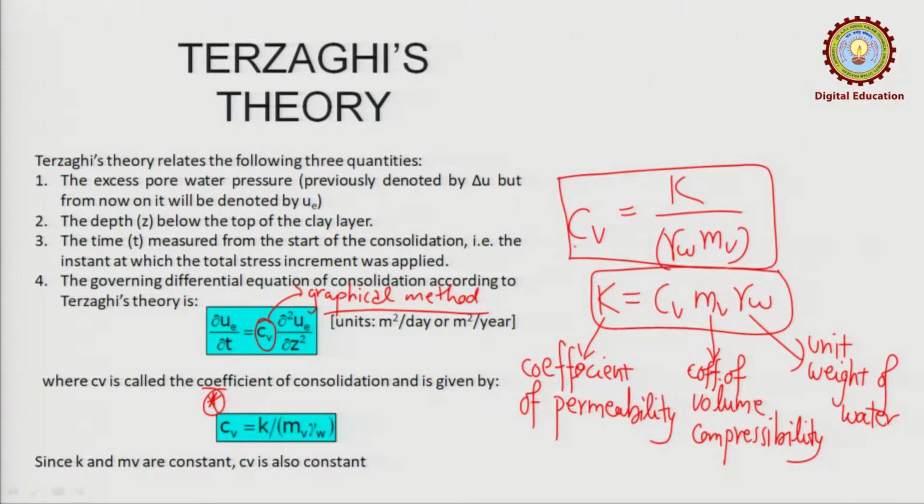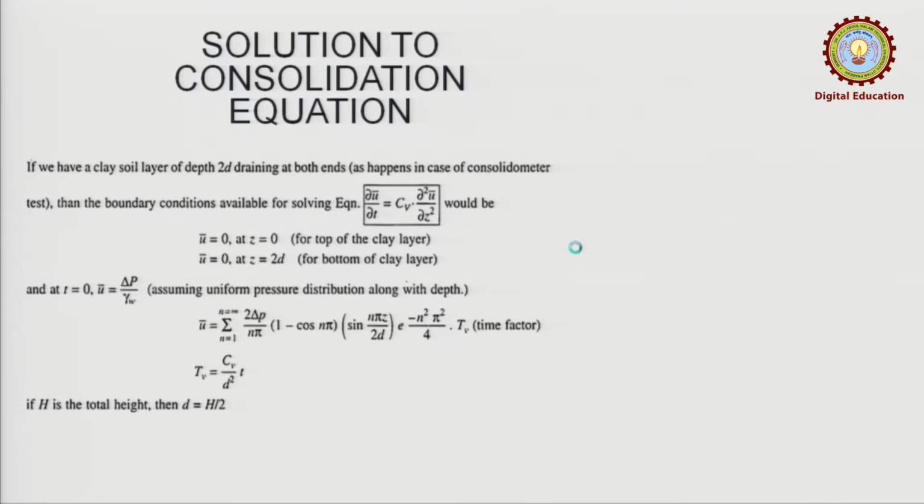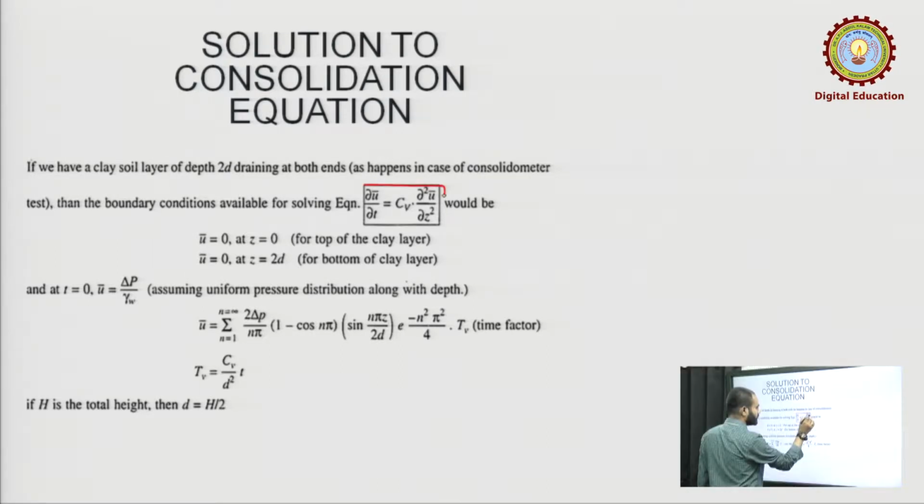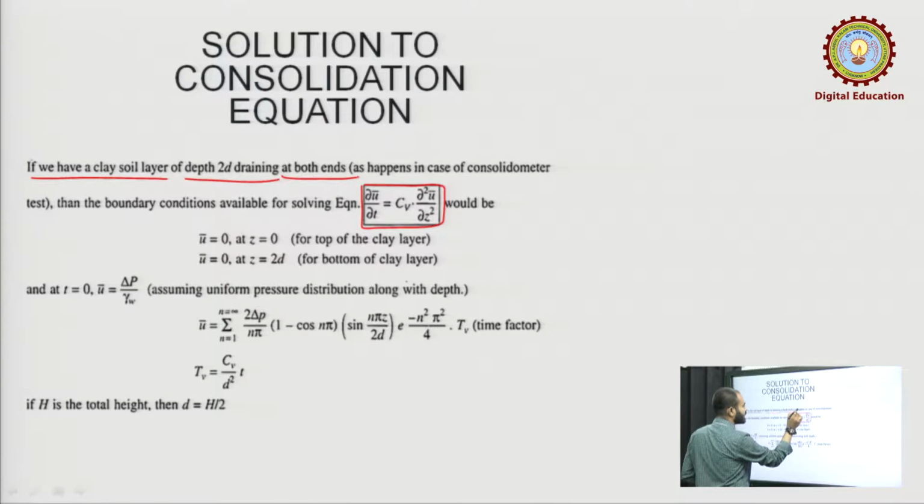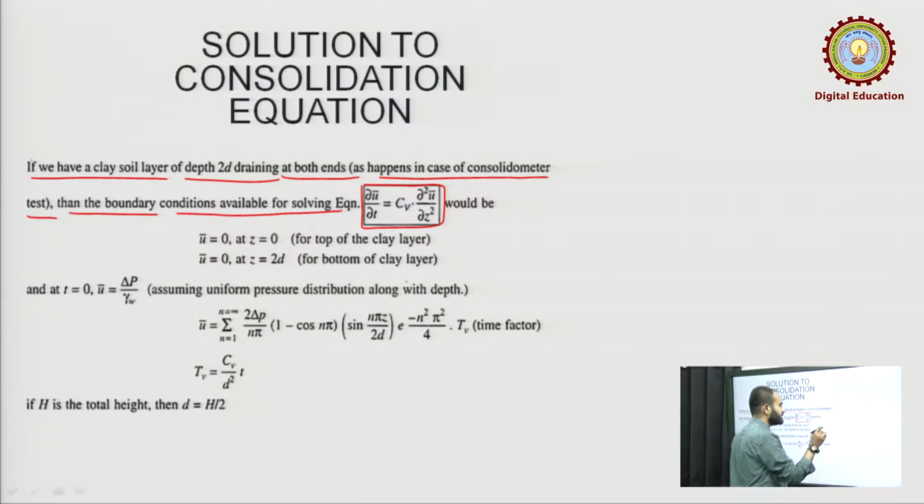Then, solution to the consolidation equation. This is the consolidation equation I just told you. Now, let us see other different things. First of all, if we have a clay soil layer of depth 2D draining at both sides, as happens in the case of consolidometer test, then the boundary conditions available will be... first let us see what this double drainage and single drainage are.